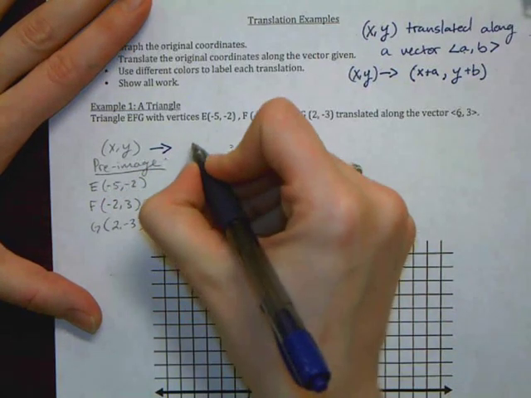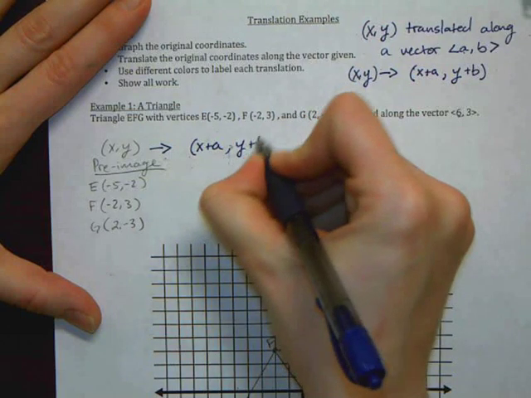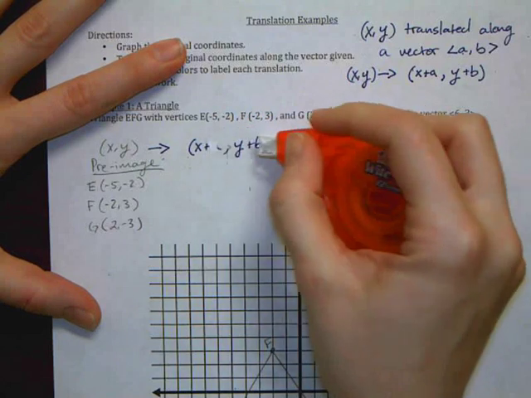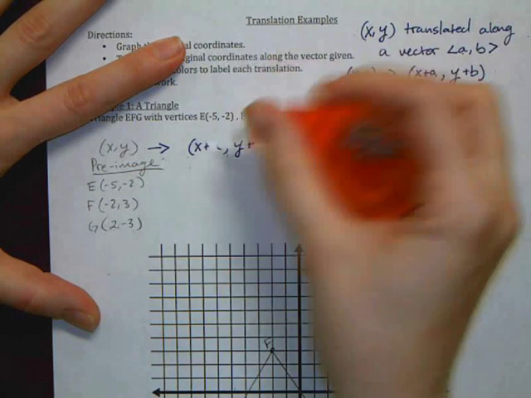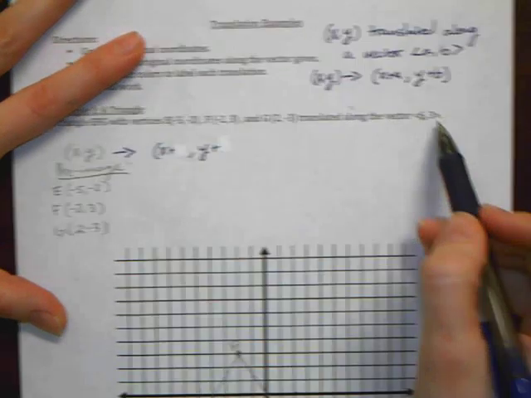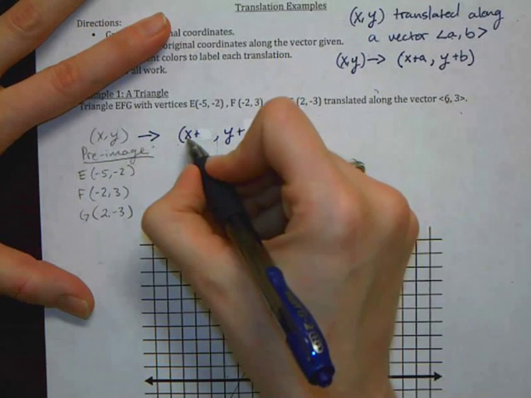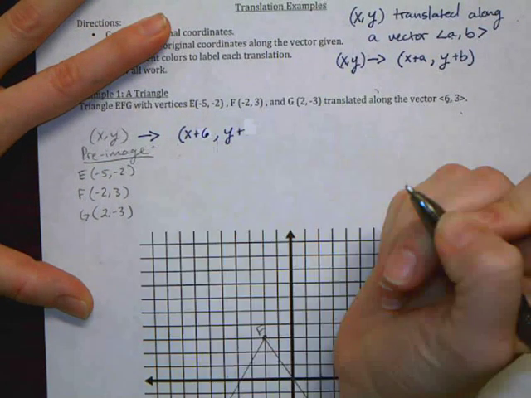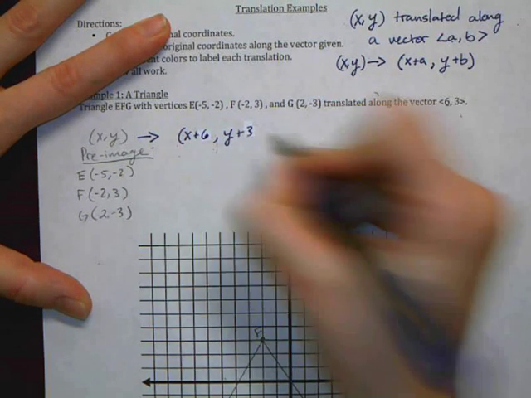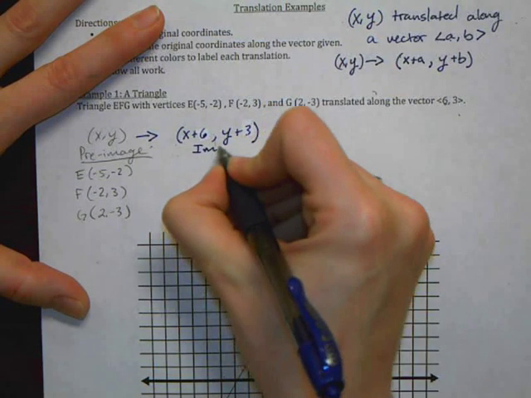So my new ordered pair for my image is going to be, again, X plus A and Y plus B. And I'm actually going to white this out and put in the values that we need for this particular vector. We were told in this problem that we were going to translate along the vector (6, 3). So that means to my x-coordinates I'm adding 6, and to my y-coordinates I'm adding 3. And that's going to be my new ordered pair.